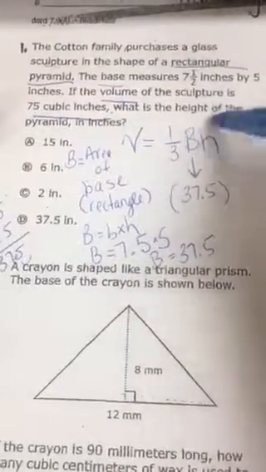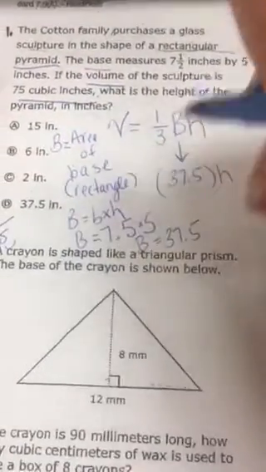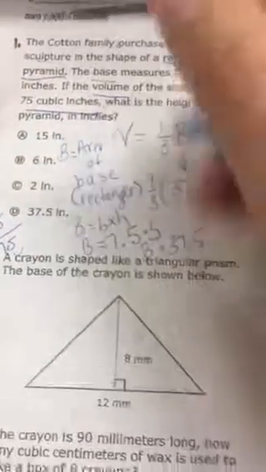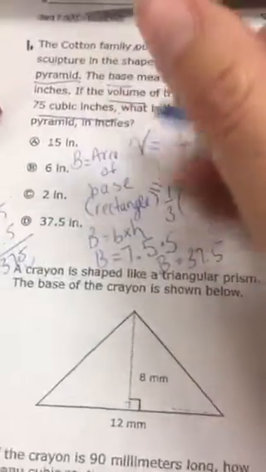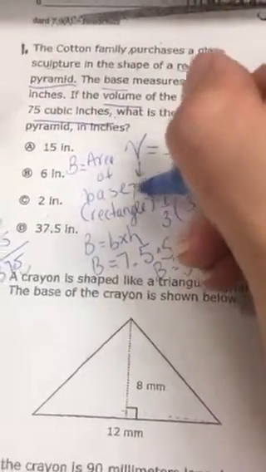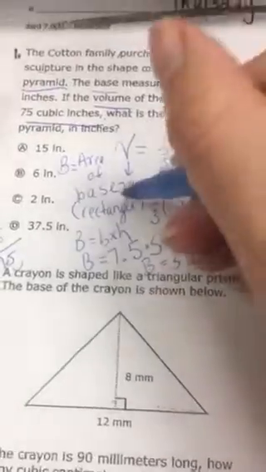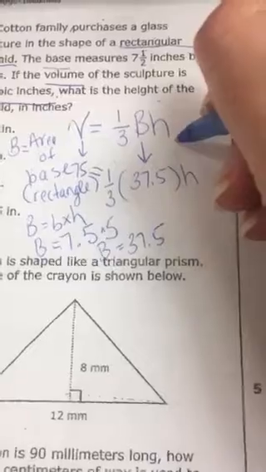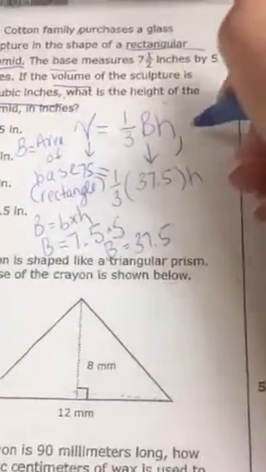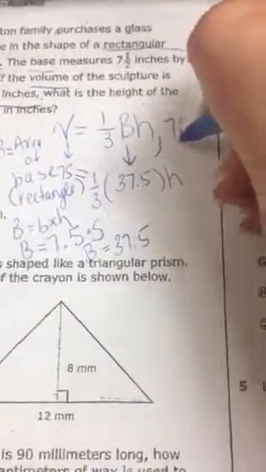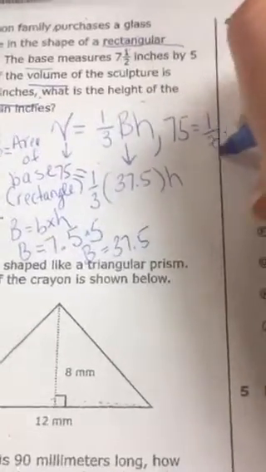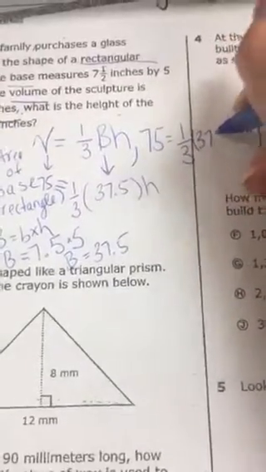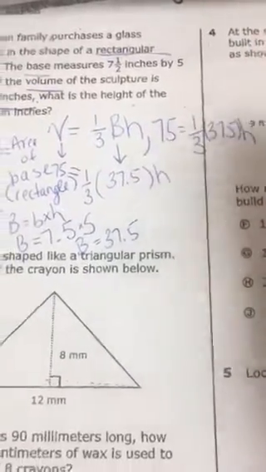And then I'm being asked to find the height, so I'm going to leave my height as H. I'm going to leave the 1/3 as 1/3, and I'm going to set it equal to my volume. And I was actually given my volume: it's 75. This is really messy, so I'm going to rewrite it again. Once again, after I wrote my formula, the next step is to substitute. So I'm going to write my volume was 75 equals 1/3, the area of the base was 37 5/10, times our height.